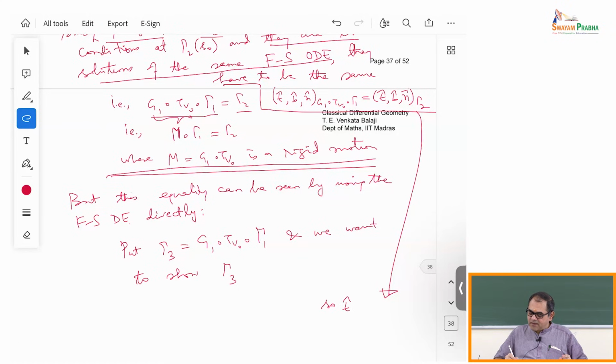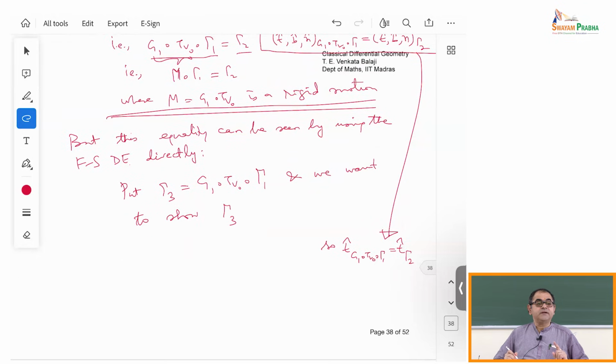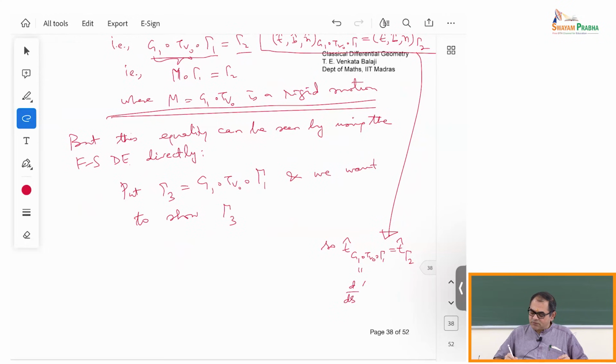So what happens is that T cap of G1 circle TV naught circle gamma 1 is the same as T cap of gamma 2. But you see, what is T cap? It is d by ds of the curve. So this is actually d by ds of G1 circle TV naught circle gamma 1, and the thing on the other side is d by ds of gamma 2.